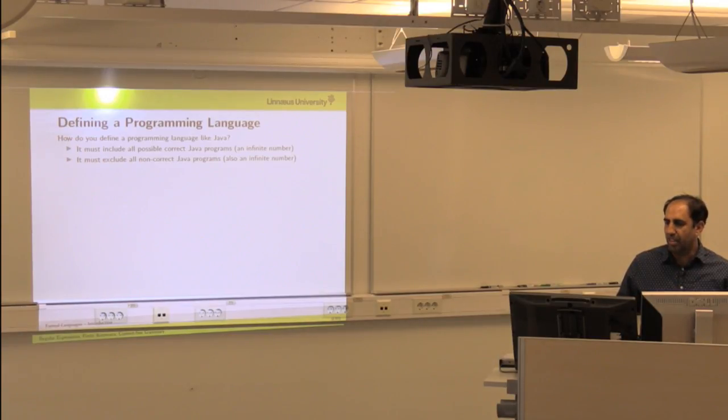So how do you define a programming language like Java? If you have been asked to define a language similar to Java, that should include all the possible correct Java programs, as well as exclude the incorrect Java programs. So how will you begin? What should be the starting point? Probably that's one part, defining with the keywords. Methods, yes.